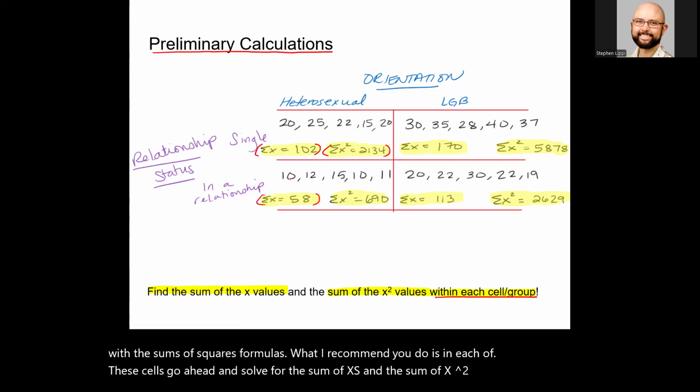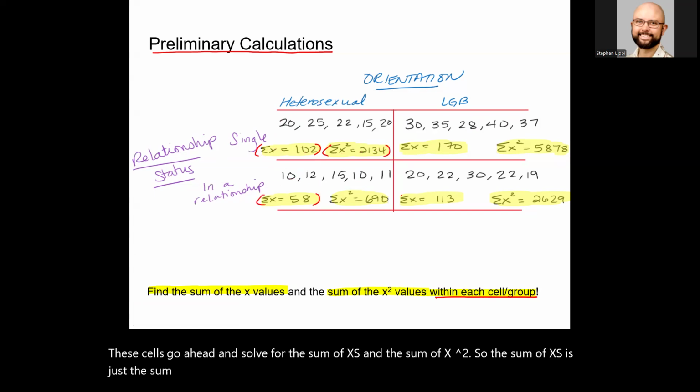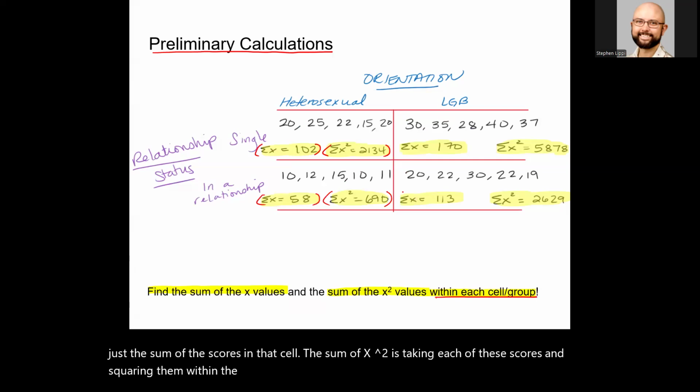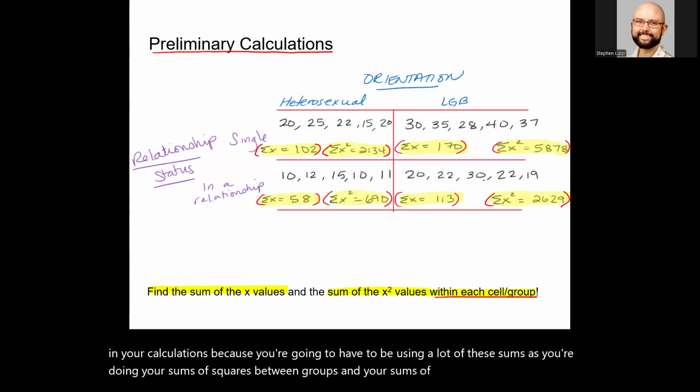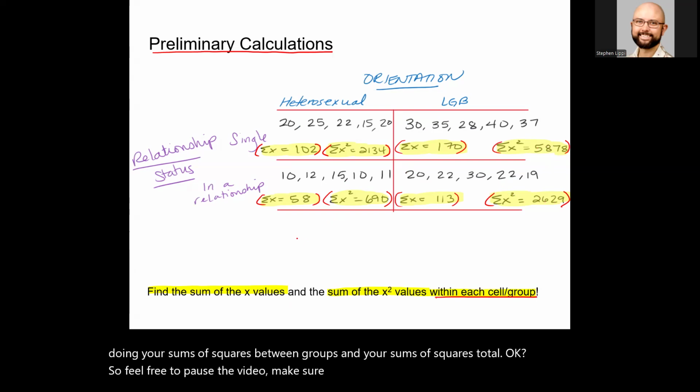So the sum of x's is just the sum of the scores in that cell. The sum of x squareds is taking each of these scores and squaring them within the cell and adding them all up. This will save you a lot of time later on in your calculations because you're going to be using a lot of these sums as you're doing your sums of squares between groups and your sums of squares total, okay? So feel free to pause the video, make sure that you can input these values and you're getting the same numbers.